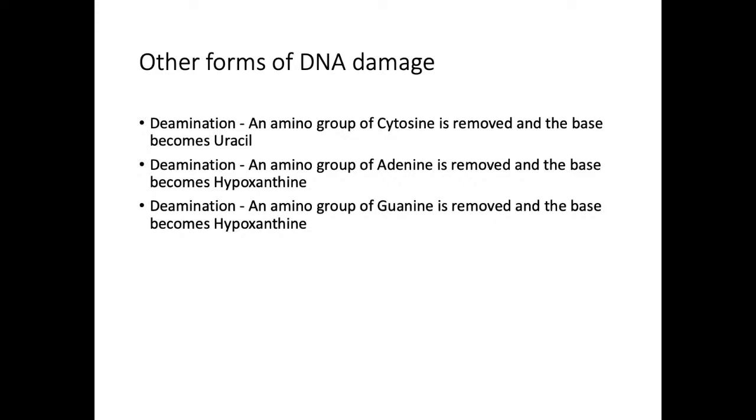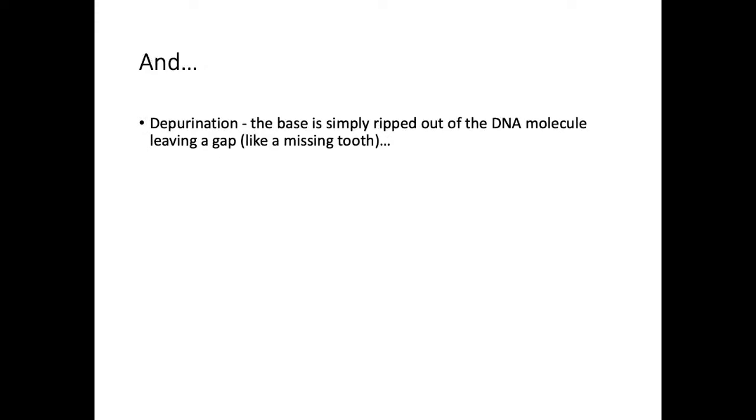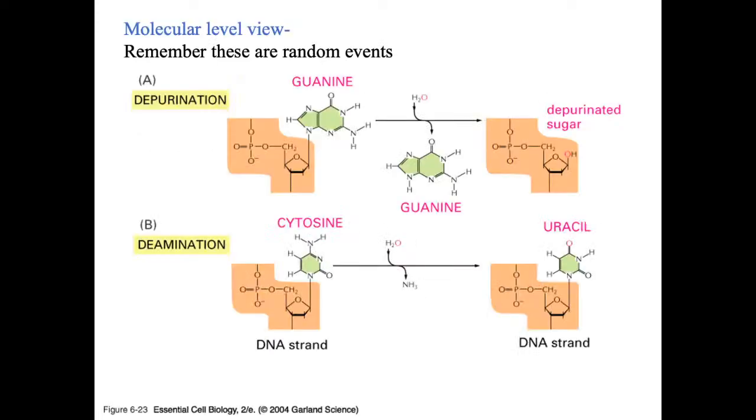And the other forms of DNA damage are deamination, removal of the amino group of cytosine, so the base becomes uracil. Or deamination is also possible when the amino group of adenine is removed and the base becomes hypoxanthine, or of guanine, and the base becomes xanthine. And depurination, in which the base is simply ripped off the DNA molecule, leaving a gap like a missing tooth. So let's discuss at the molecular level one by one each of them.